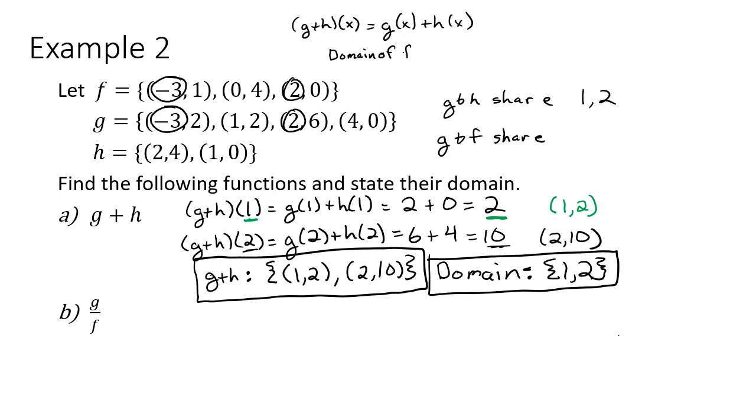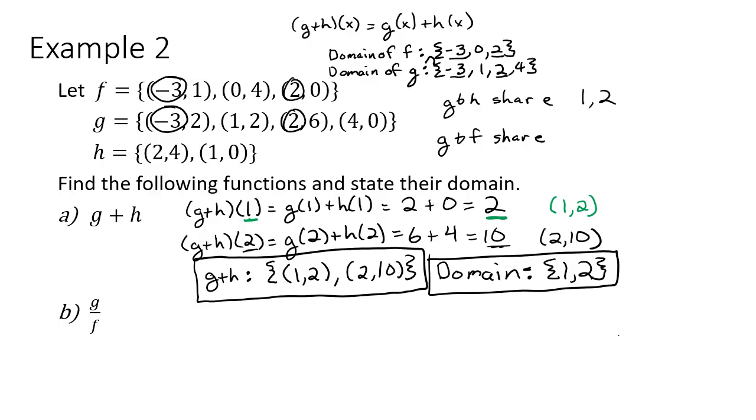So if we have domain of F, that would be -3, 0, 2. The domain of G would be -3, 1, 2, 4. It's basically doing the same thing, but without the y values getting in the way. Look for what they share. This is technically an intersection between these two sets.